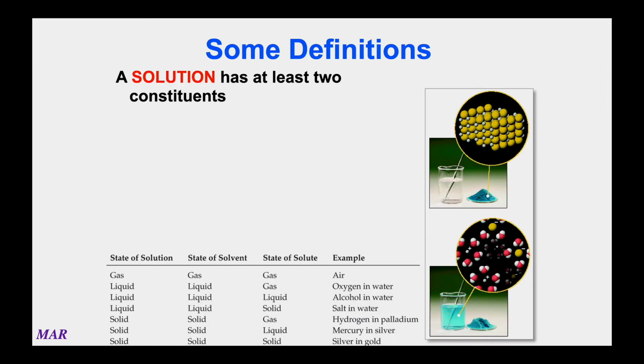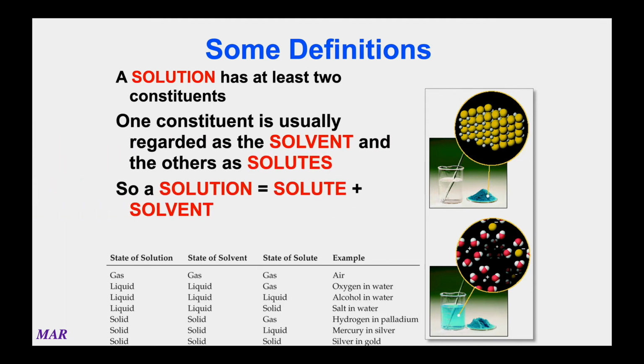A solution, like a colloid and a suspension, has at least two constituents, two pieces that make it up. These two constituents are called solvent and solute. One part is usually called the solvent and the other part is called the solute. So recognize these names: solution equals solute plus solvent. You have to have both.